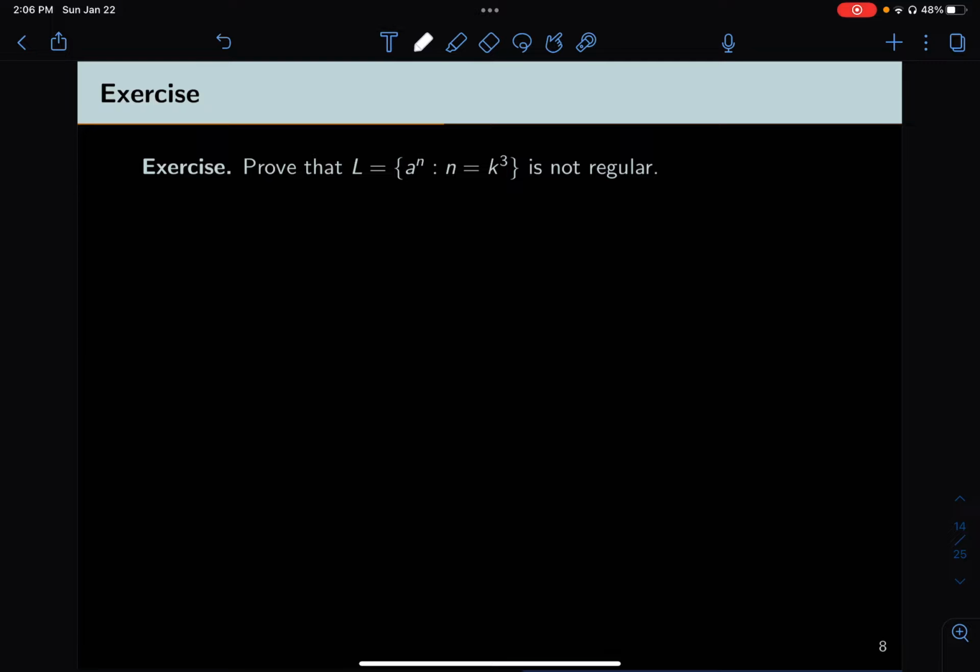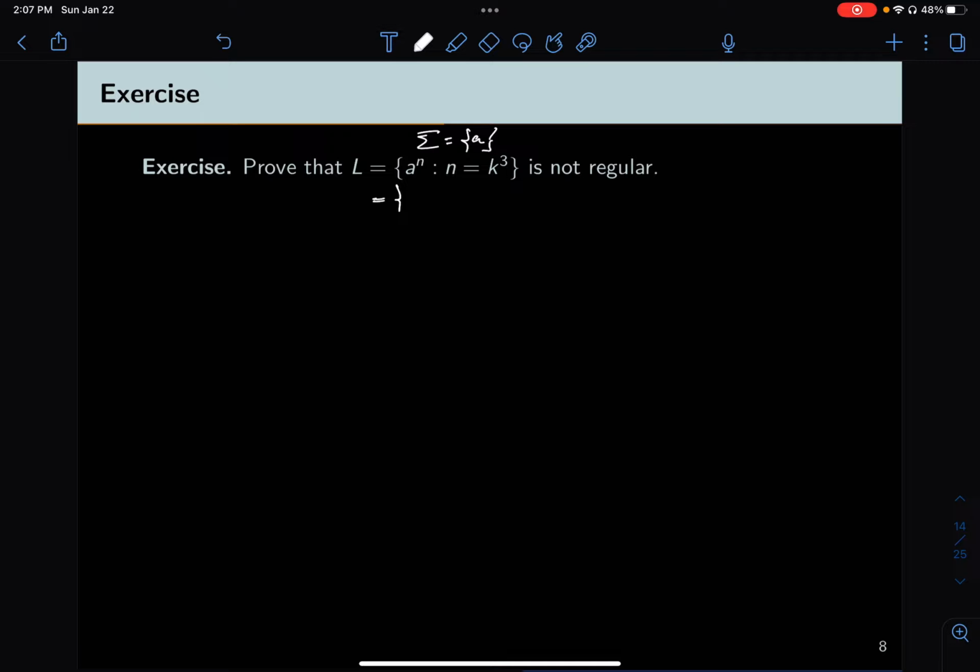Okay, so in this video, we're going to prove that the language L, where L is any number of A's where the number of A's is a perfect cube, is not regular. For the sake of simplicity, we're assuming that the alphabet is A. Just to wrap our heads around it, this means that L has a consecutive sequence of A's, but the length of this sequence is always going to be a perfect cube.